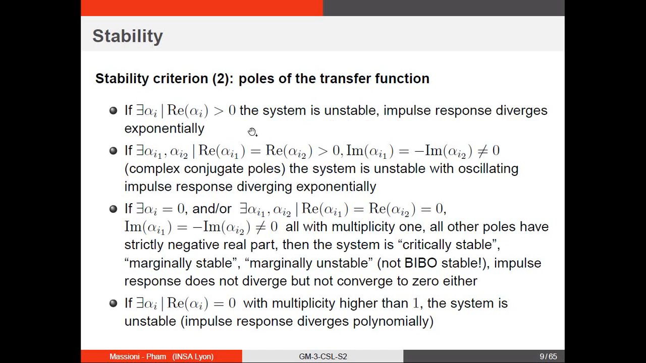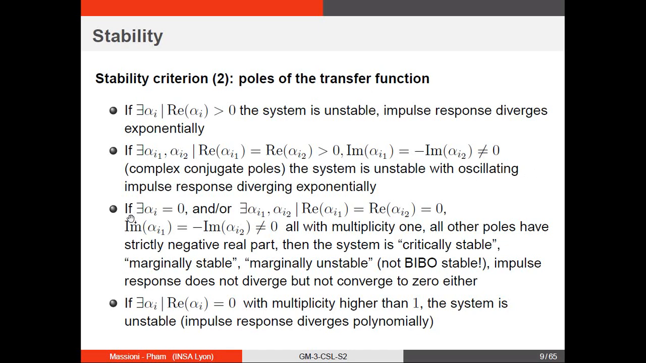Now, if this pole, which happens to have a positive real part, is a complex conjugate pole, as you might see here, with a real part strictly positive and also an imaginary part which is non-zero, then the impulse response will go to infinity with an oscillating behavior, which also means that the system is unstable.